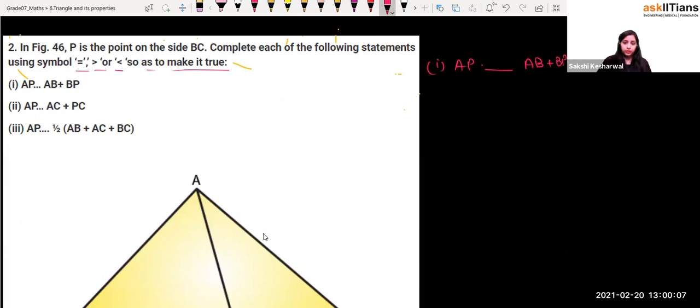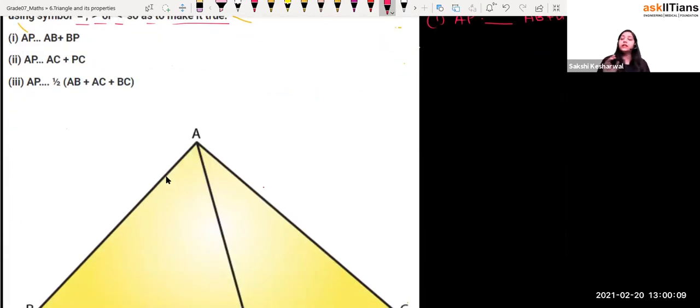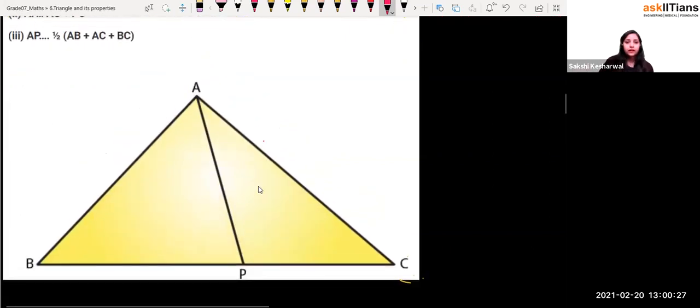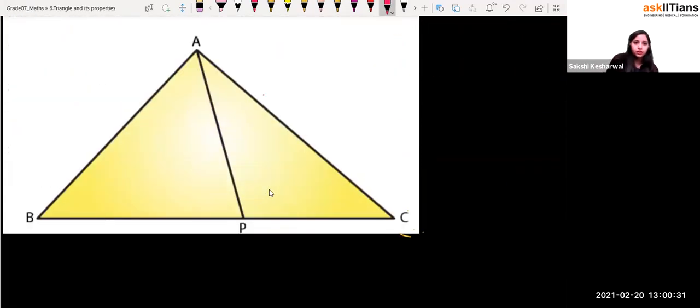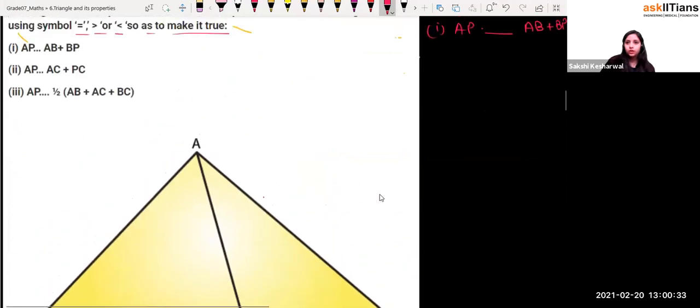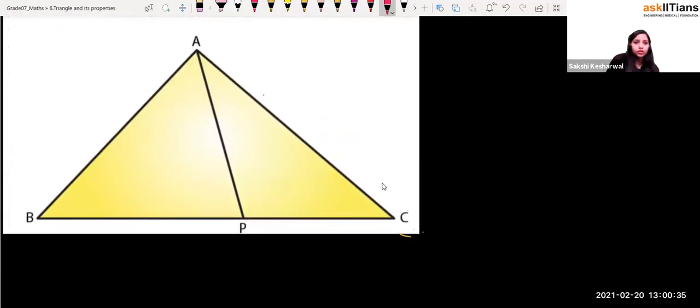Now, where will you put the sign? See, triangle inequality is applicable only in triangles, not in quadrilaterals, pentagons or hexagons. Whenever a figure is given to you, always try to convert the figure into a triangle, and then apply this. Now, just see this. It says AP, it's talking about AB, and it's talking about BP, right? So it's talking about this length and this length.